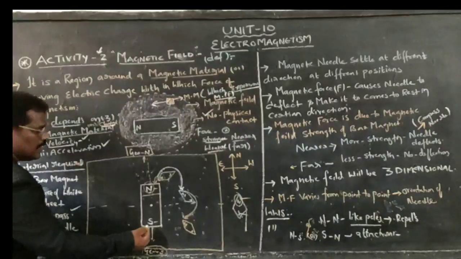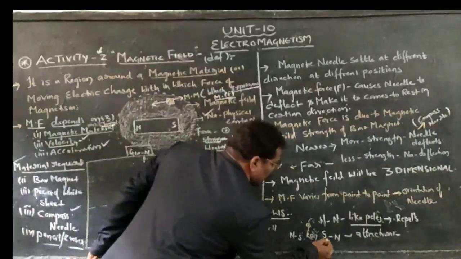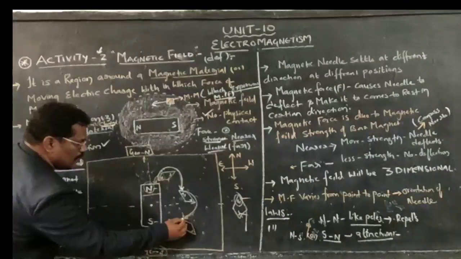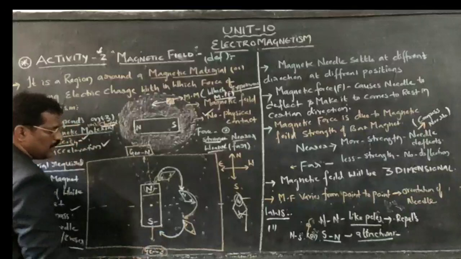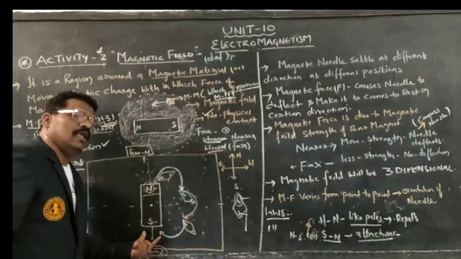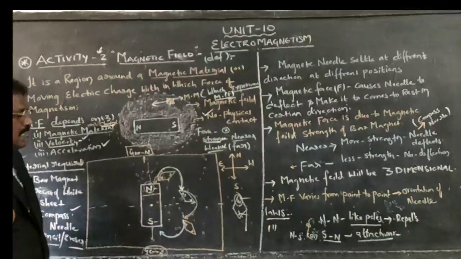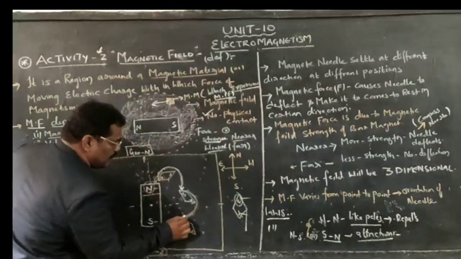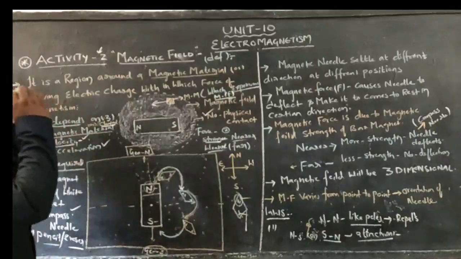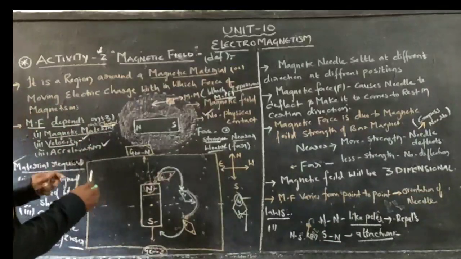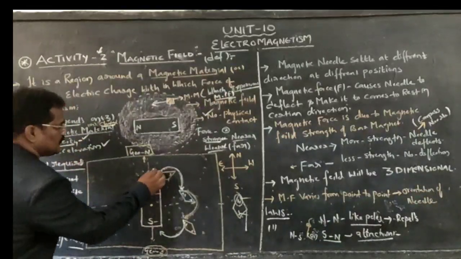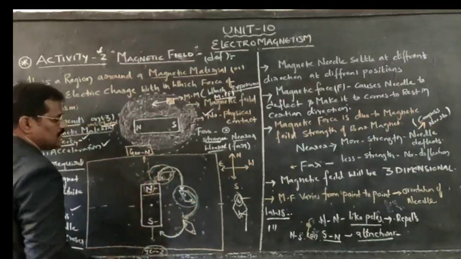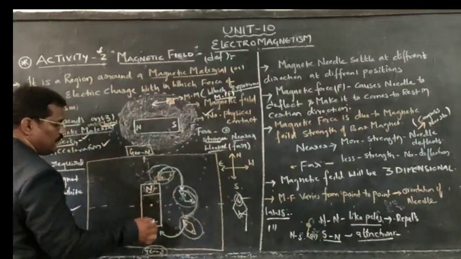When I place it near the south pole, what will take place? Between the south pole and north pole, attraction will take place, so the compass needle will move near to the south pole. In this way, if I use a pencil and note the direction, we can easily identify the magnetic field. This is a region where the magnetic field is affecting, and this is a region where the magnetic field is affecting.